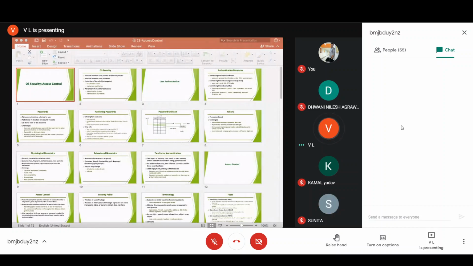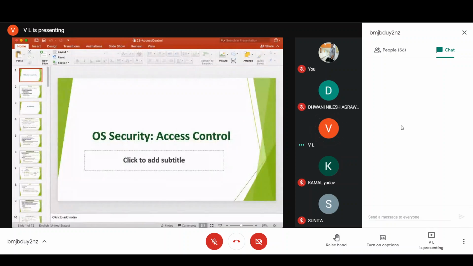Okay, so we will now start with access control. This is a mechanism which the operating system uses to limit the access of the user to the resources that they are allowed to use. Okay, so let's go for that.